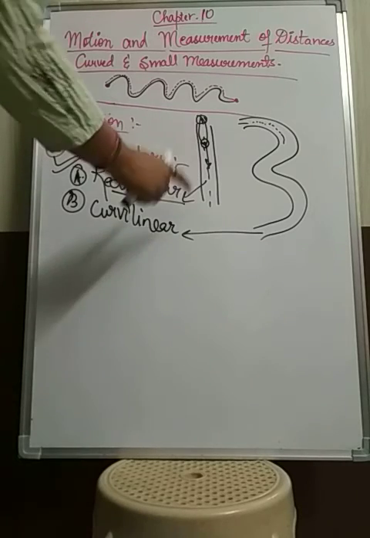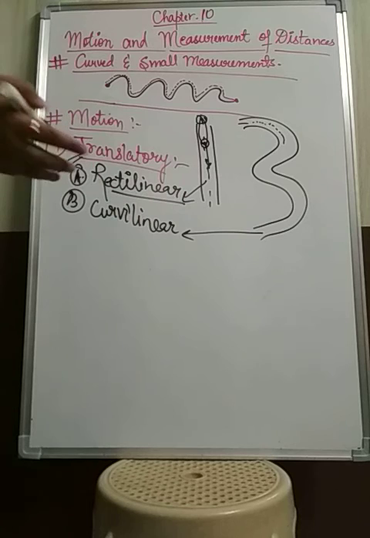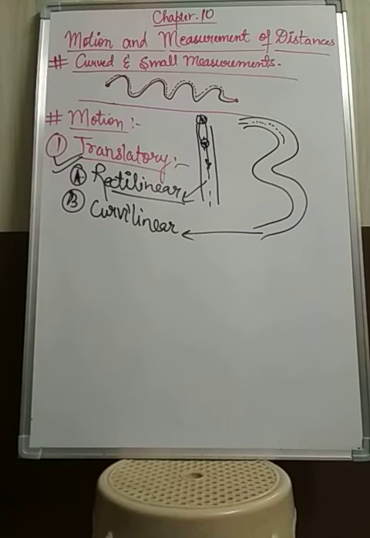When the motion of a body is along a straight line, then this is known as rectilinear motion. For example, the motion of a car driven on a straight road, or a 100-meter sprinter, or motion of soldiers on the march past, they all move in a straight line. So their motion is under rectilinear motion.